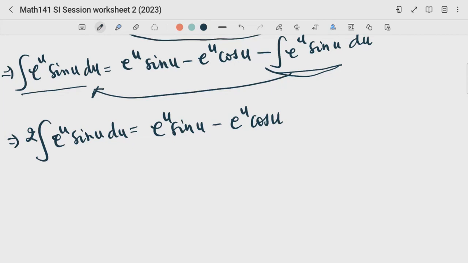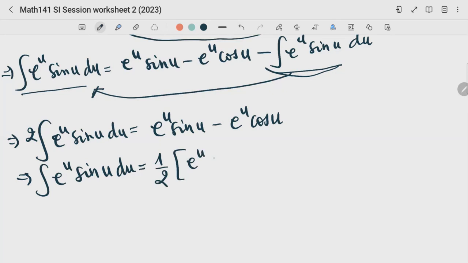Hopefully you guys are still following me there. So now we can divide by 2 on both sides. We'll have the original integral of e to the u sine u du just equal to 1/2 multiplied into e to the u sine u minus e to the u cos u.